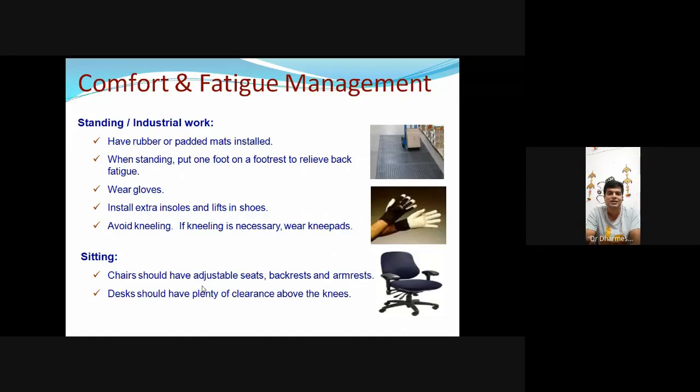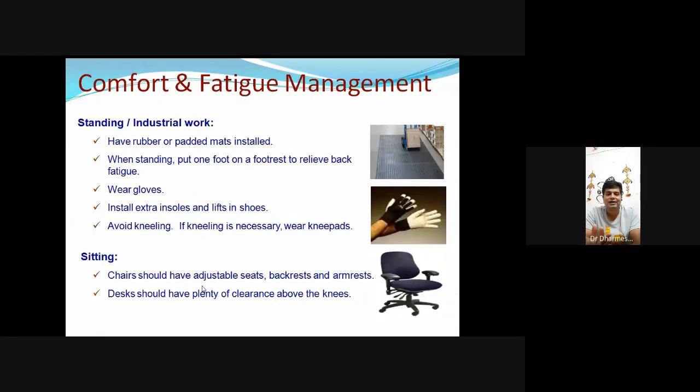Install extra insoles and lifts in the shoe. There should be enough cushioning inside. If a sponge mattress is not available, we can install extra insoles and lifts. Avoid kneeling. If kneeling is necessary, wear knee pads. If the area is such that there is no chance of shifting your job away from kneeling activity, you need to wear knee pads to do that. If at all it's not possible.